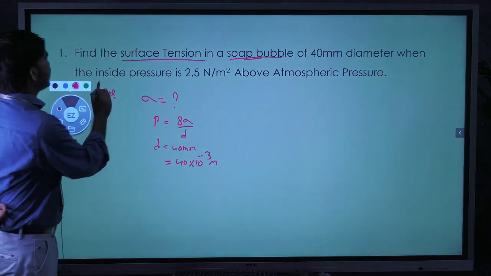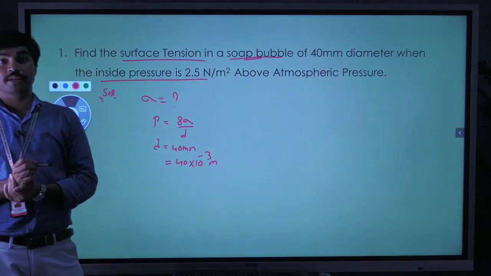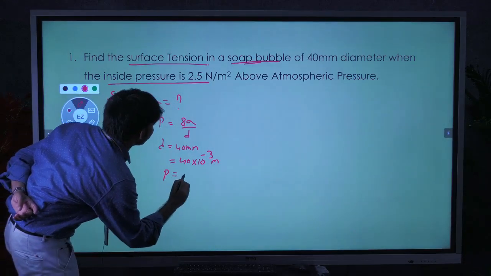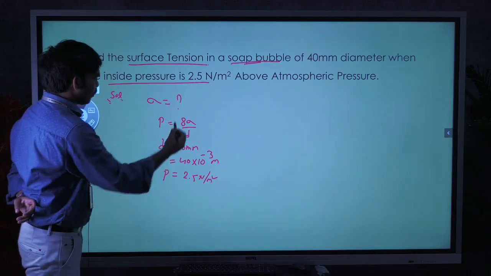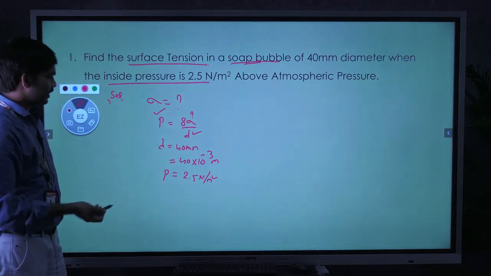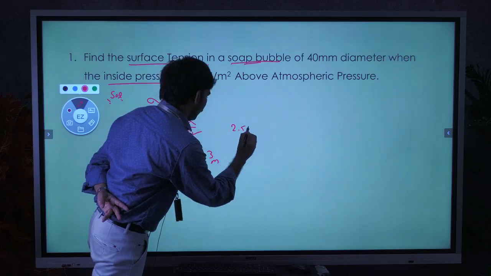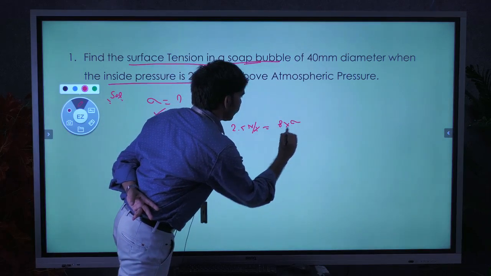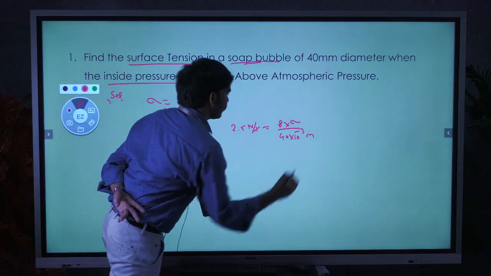Next, the inside pressure is 2.5 Newton per meter square above the atmospheric pressure, that means pressure inside the droplet in excess of outside pressure. That means P is given. P is equal to 2.5 Newton per meter square. So this is the formula. We need to find sigma, P we know, and diameter we know. It's very easy, straightforward, you have to substitute. If you substitute these values in the equation, it will be 2.5 Newton per meter square equal to 8 into sigma by 40 into 10 power of minus 3 meters.